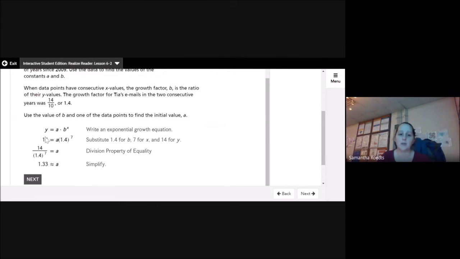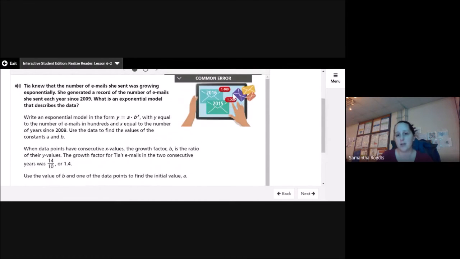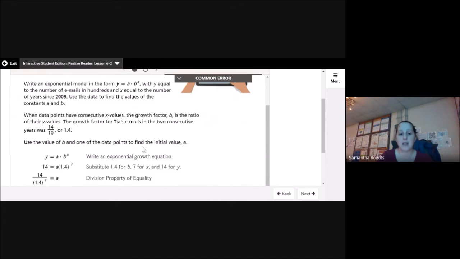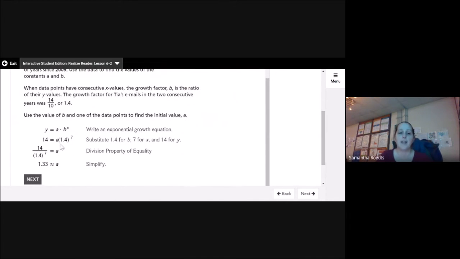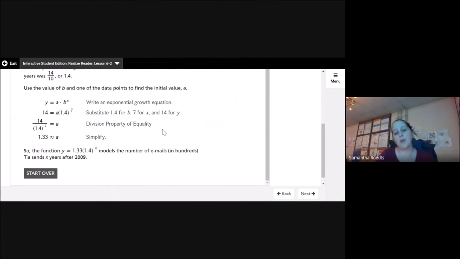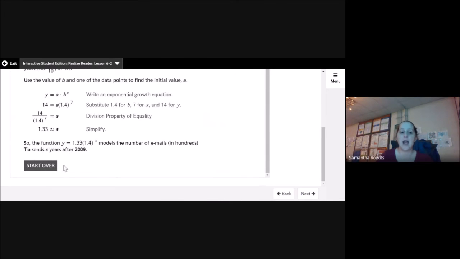So y, we substituted 14 in for y, equals a times 1.4 to the 7th power. Okay, so that was this one, the 2016. Remember, from 2009, that's our 0 point. So 2009 to 2016 gives us that 7. Okay. I divide both sides by 1.4 to the 7th power. So a is approximately 1.33. So the function y equals 1.33 times 1.4 to the x models the number of emails in hundreds Tia sends x years after 2009.